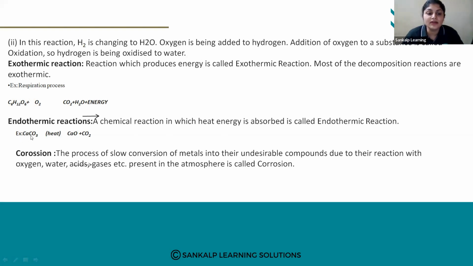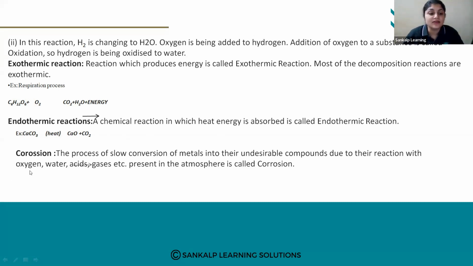For example, here it is given as calcium carbonate. When calcium carbonate is heated, it will give out calcium oxide plus carbon dioxide. So this is an endothermic reaction. So this is exothermic and endothermic reaction. In an exothermic reaction, heat is produced, and in an endothermic reaction, heat energy is absorbed. So these are two more types of reaction: exothermic and endothermic.